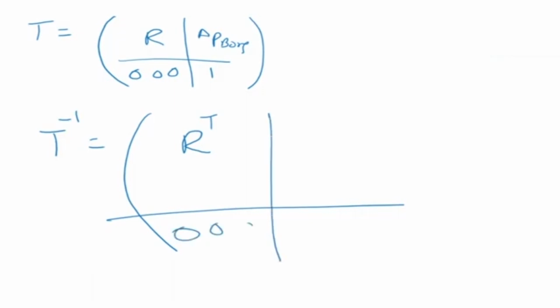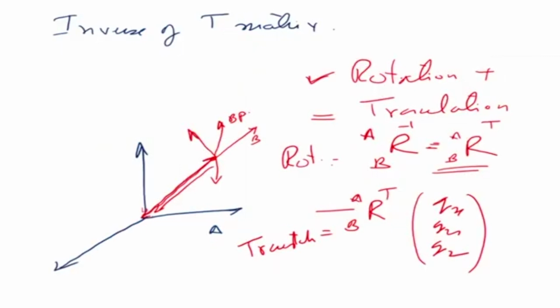Yeah, this is always 0, 0, 0, and this is always 1. And what I do here is I take the minus of R transpose into APBORG. Okay, so geometrically again, it's very easy to understand. Mathematically we can prove this, but even geometrically it's very easy to understand: how did the red frame B go there?